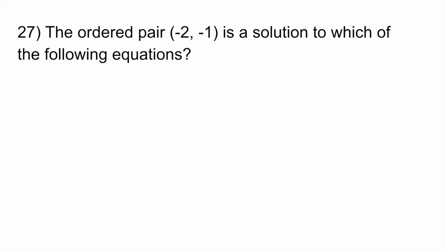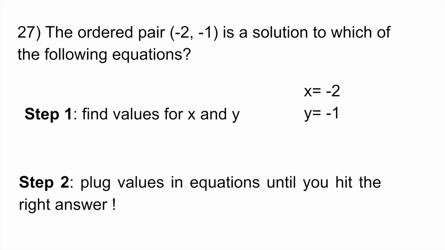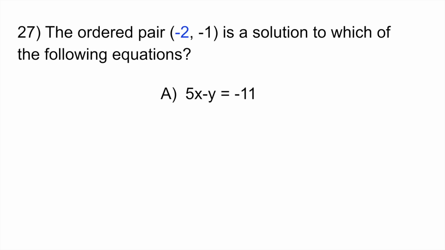So if you look back at our problem, we're going to find, first of all, what are the values for x and y, and we already said that x is going to be -2 and y is going to be -1 from the question. And then all you have to do is take those values and plug them into the equations that they give you in the answers until you hit the right answer. Okay, so it's not difficult. It is kind of time consuming, but it's not difficult. So let's plug in those numbers. Okay, so if you plug your ordered pair into this equation, it would look like this.